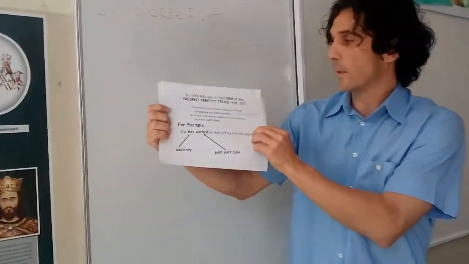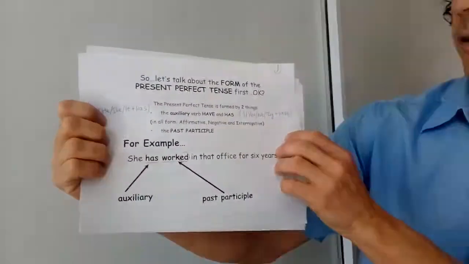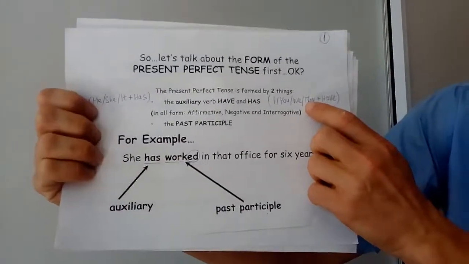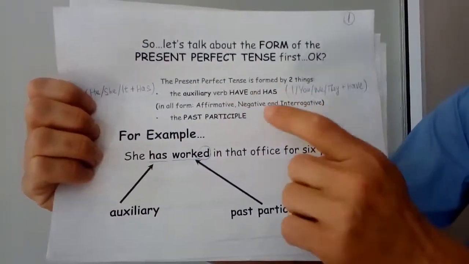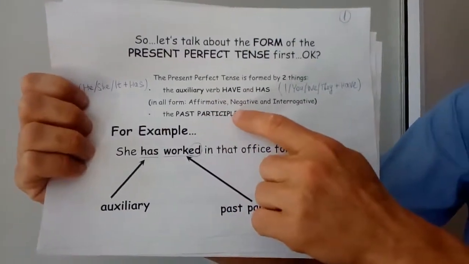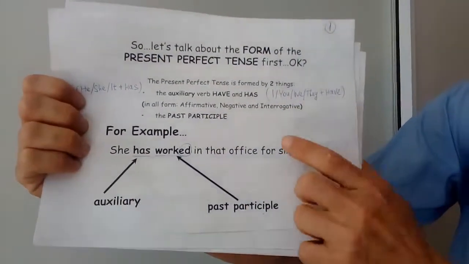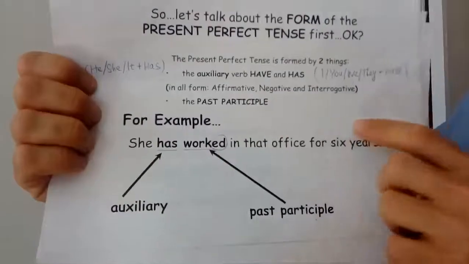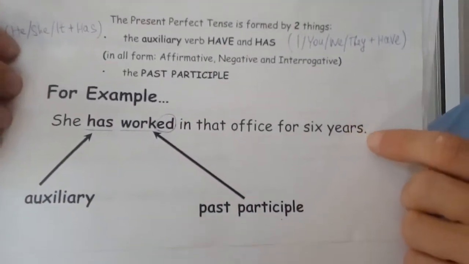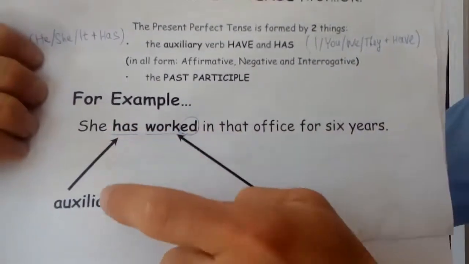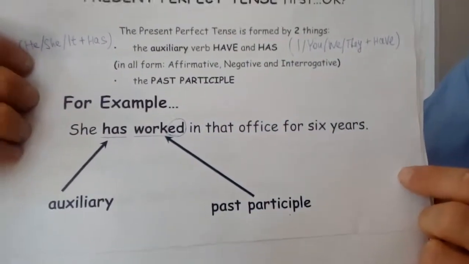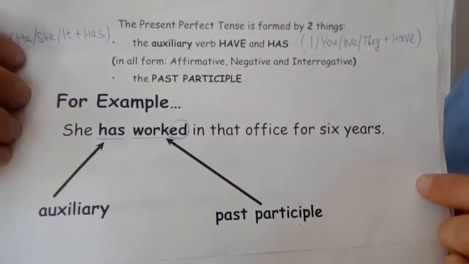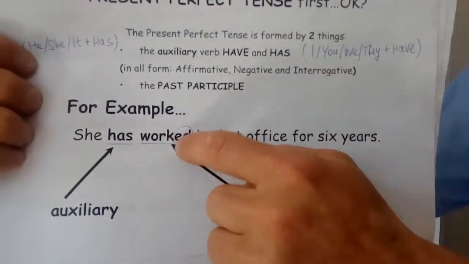Present perfect tense. It's the tense we form by using two things. The main thing is the auxiliary verb have or has and the past participle of the main verb. So, take a look at the examples. She has worked in that office for 6 years. Has, that's the auxiliary verb, and worked is the past participle.